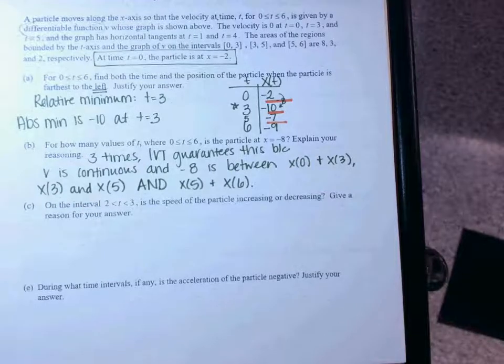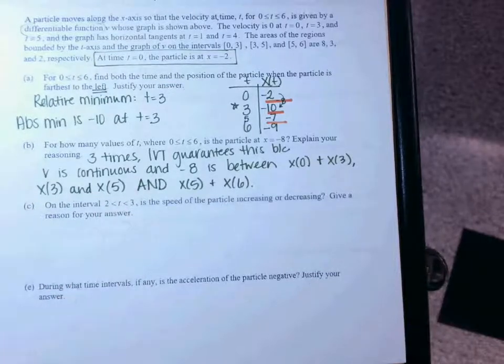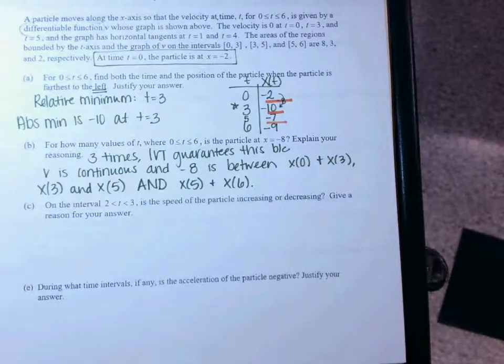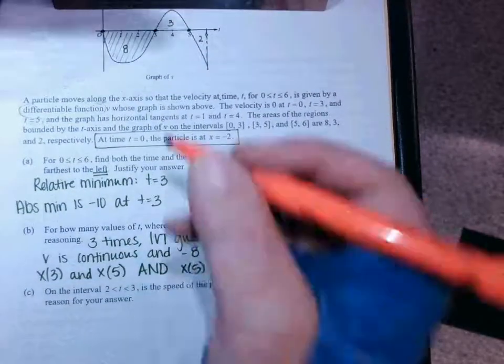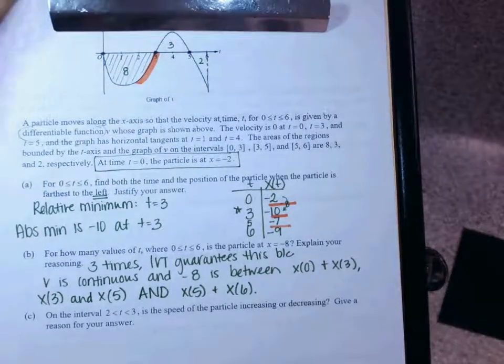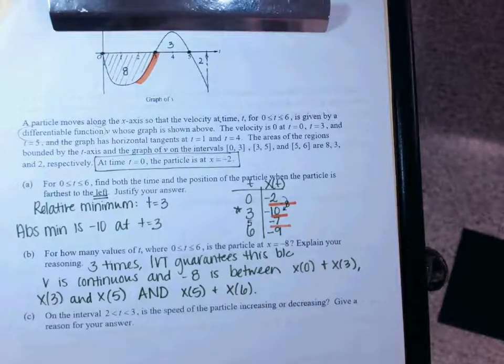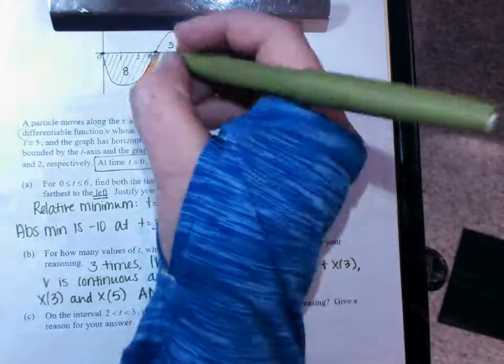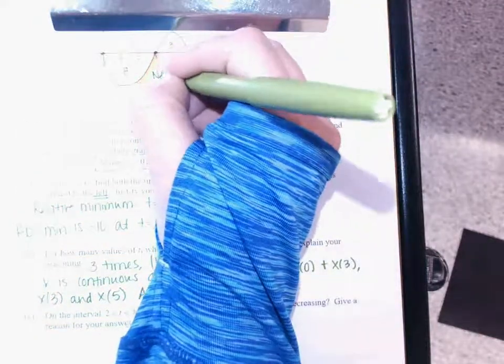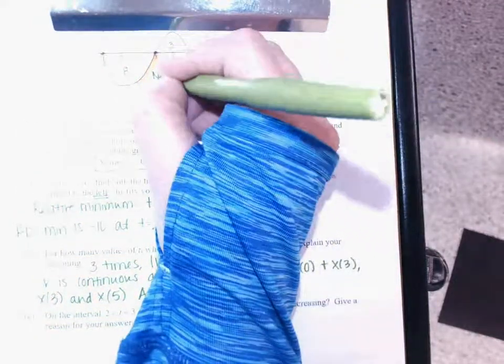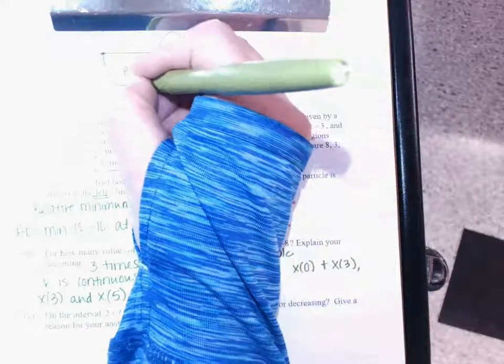Okay, next one, C. Is the speed of the particle increasing or decreasing from 2 to 3? Highlight that section of your graph or maybe squiggle it or something. Okay, 2 to 3 is here. What is the sign of velocity for that section? Velocity is the graph we're looking at. Is the graph positive or negative at that section? It's negative because it's below. So my velocity is negative.